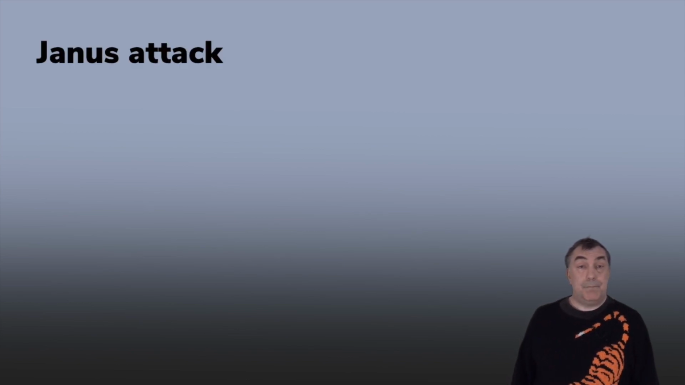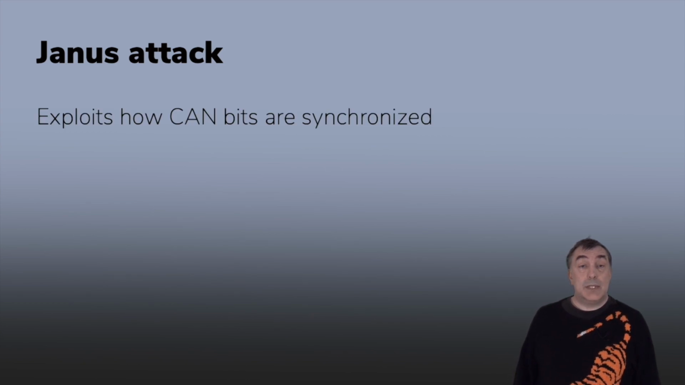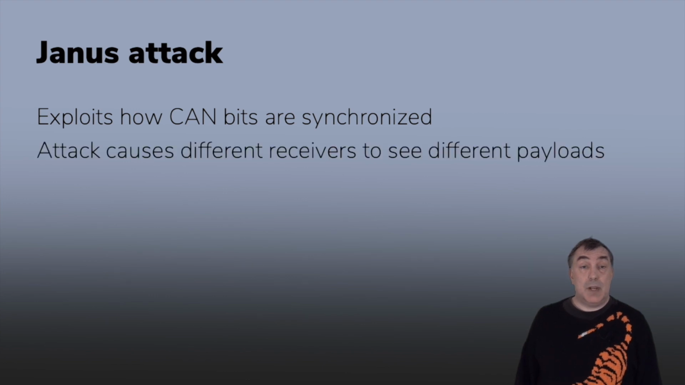Our next attack is a CAN protocol attack I discovered fairly recently, and I call it the Janus attack. It's named after the Roman god of field buses. No, the Roman god of religion and myth, sometimes called the two-faced god. This attack exploits the CAN rules for bit syncing. It causes different receivers to see different payloads for the same frame, a two-faced frame.